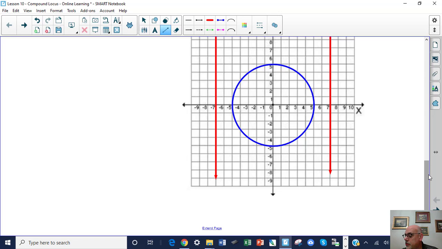So read through the rest of the classwork. And again, you have to look at it through the point of view of you've got 5 different types of locus. Each one has a different response.